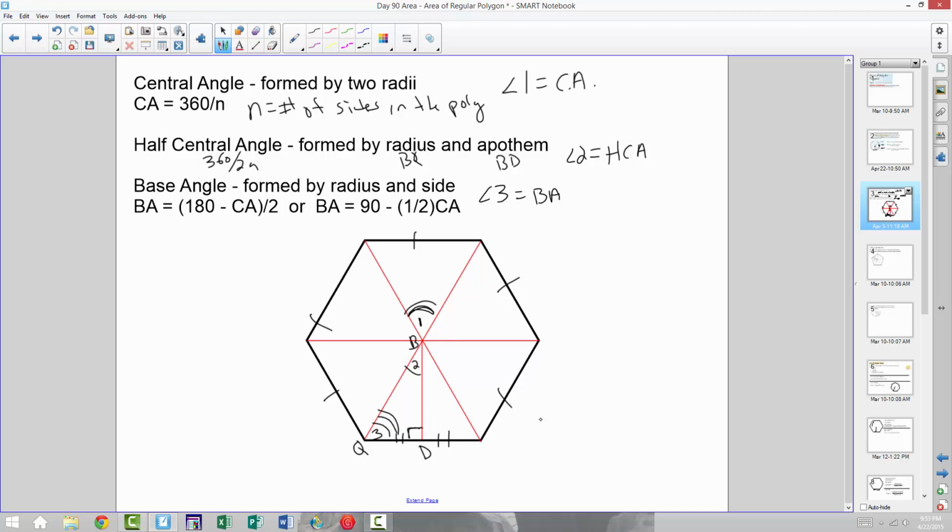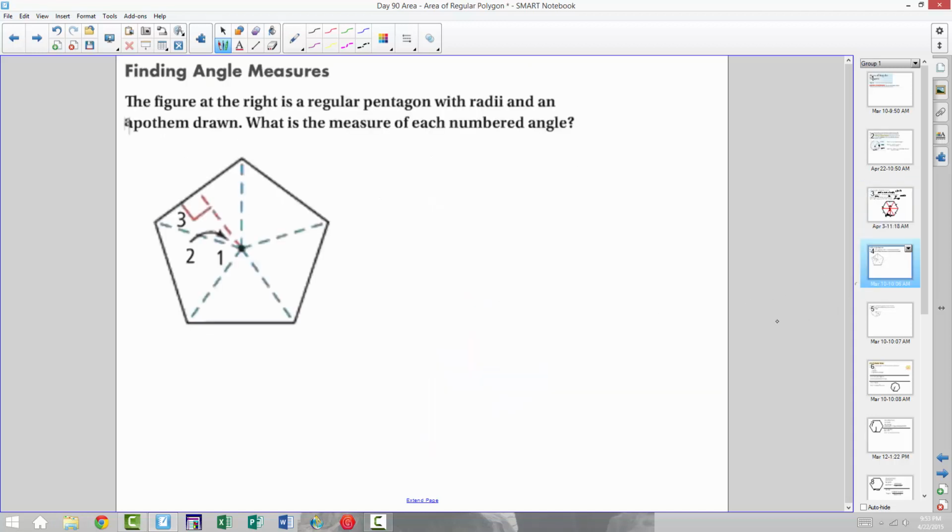You have to know how to find the central angle, which is formed by two radii, which is equal to 360 divided by n, where n is the number of sides. You have to find the half central angle, which is formed by a radius and an apothem, which is angle 2, and that's 360 divided by 2n. And you have to find the base angle, which is formed by a radius and a side, which can be found by 180 minus your central angle divided by 2. So let's put this into play.